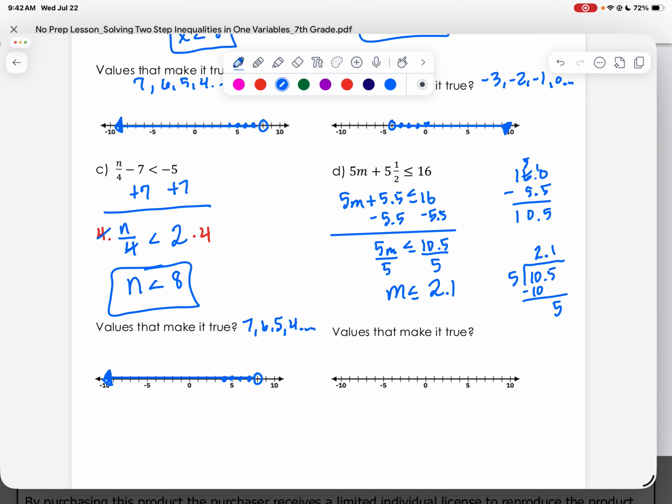2.1. So because this is less than or equal to, 2.1 is included in the solution set, and I want numbers that are smaller than that. So let's graph 2.1. Here's 1, 2, a little bit past the 2. I'll put a filled in circle, and I want numbers that are less than that. So 2, 1, 0, dot, dot, dot. So let me fill those in. So we will be shading to the left. And that concludes today's lesson, Solving Linear Inequalities in One Variable, Part 1.